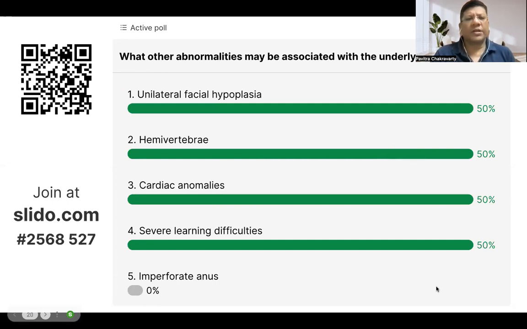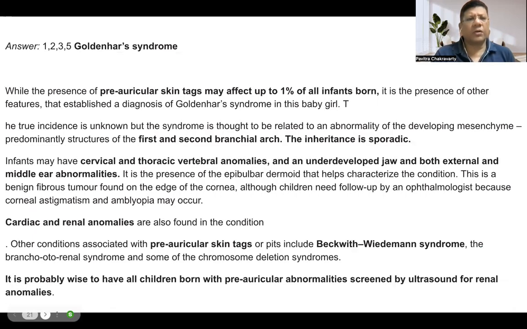So unilateral facial hypoplasia, hemivertebrae, cardiac anomalies, learning difficulties. Okay, let's see what's going on. So this is obviously 1, 2, 3, 5: Goldenhar syndrome. That's what it's called. So what is Goldenhar syndrome? Presence of preauricular skin tags, it occurs in about 1% of all infants born. True incidence is unknown. Basically, it affects the first and second branchial arch while developing.